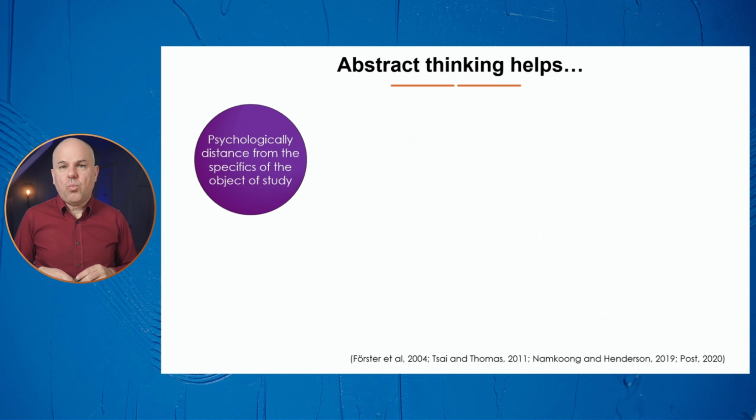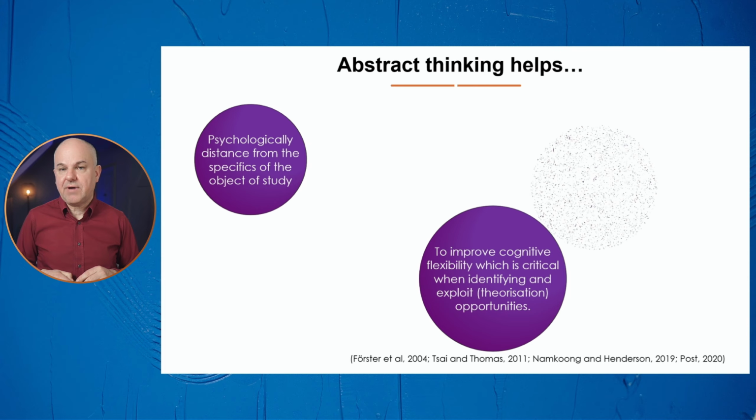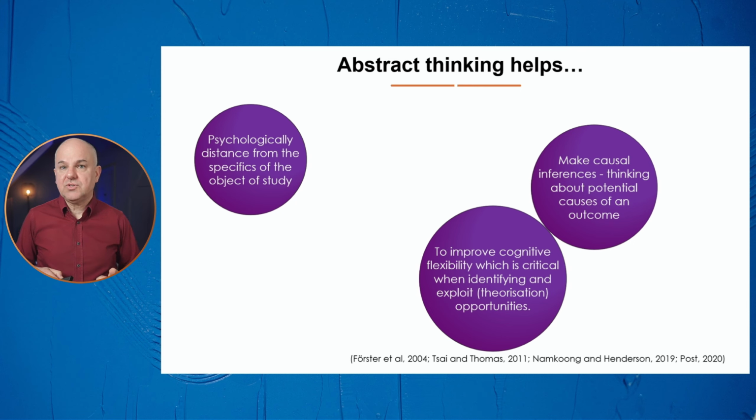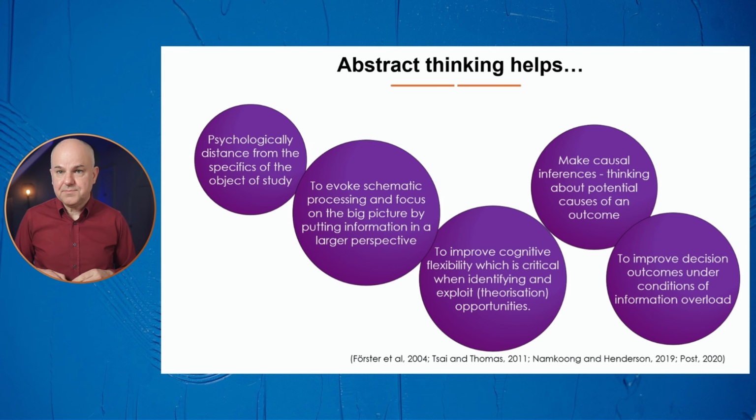If we look at what abstract thinking is about, and we look at the key characteristics of abstract thinking, we see things like psychological distance from the specifics of the study, improved cognitive flexibility when identifying and exploiting opportunities, in this instance theorization opportunities, making causal inferences, thinking about potential causes of an outcome, evoking schematic processing and putting information in a larger perspective, and improved decision outcomes under information overload.